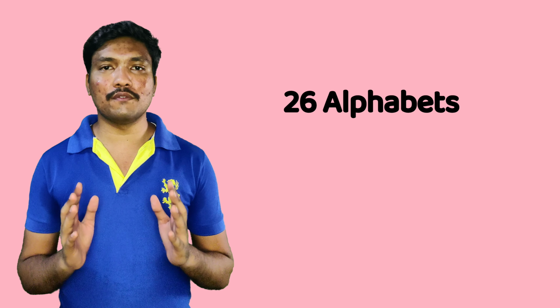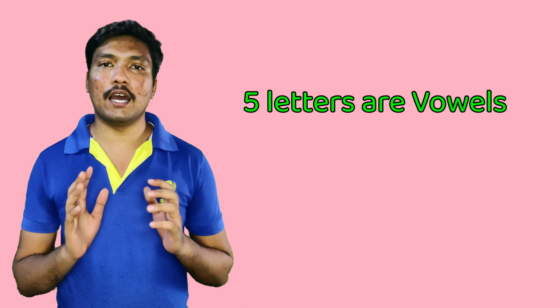What are vowels? In English, there are 26 alphabets. Out of these, only 5 letters are vowels. A, E, I, O, U. These are called vowels.